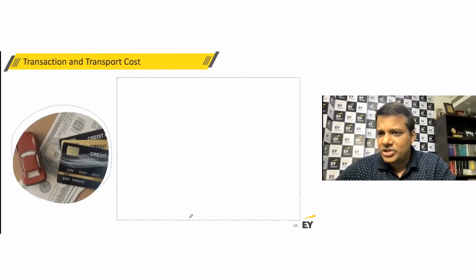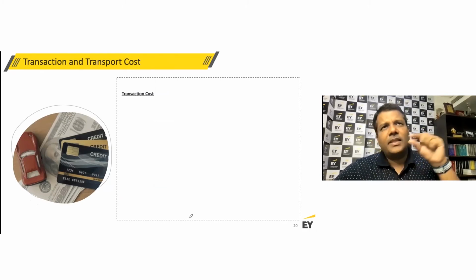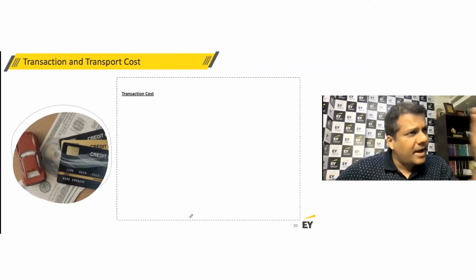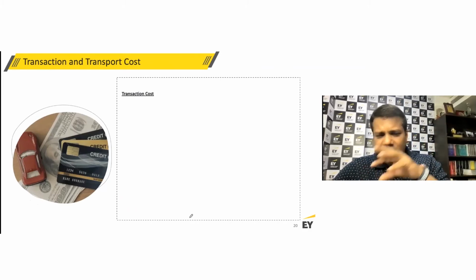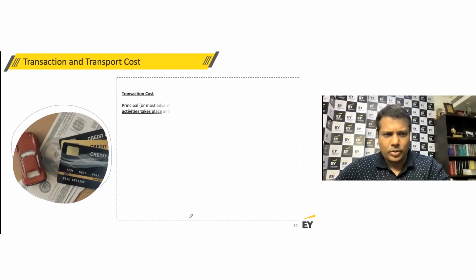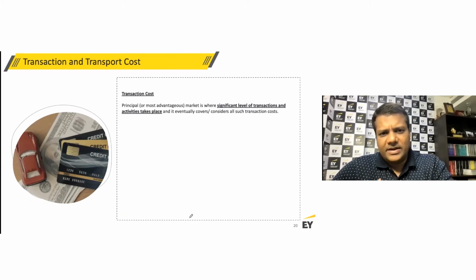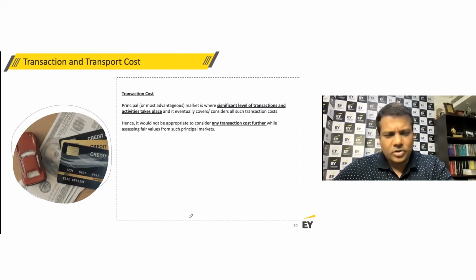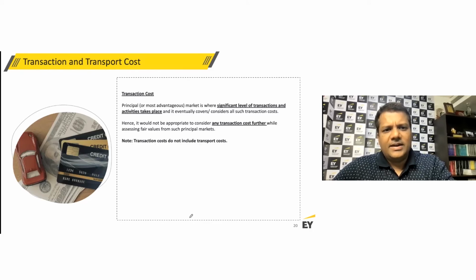So let's try and understand the distinction between transaction and transport cost. Transaction cost is to be considered in determining the most advantageous market, but it is not to be considered while determining fair value. Principal market is where a significant level of transaction and activity takes place, and it eventually considers all such transaction cost. Hence, it would not be appropriate to consider any transaction cost further while assessing fair value from such principal markets. Transaction costs do not include transport cost.